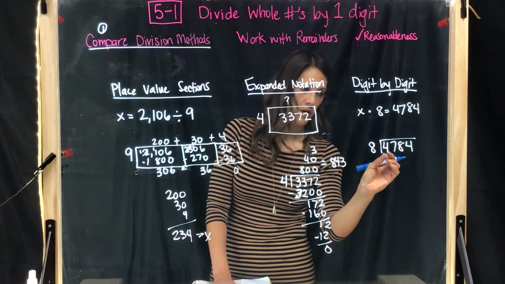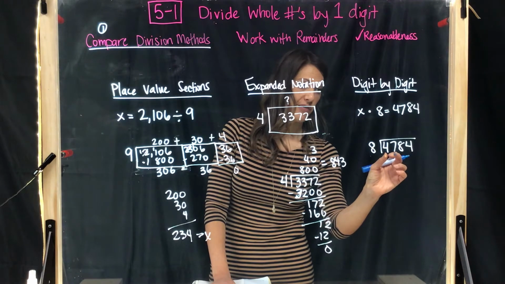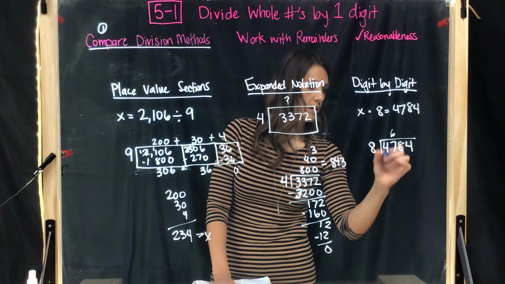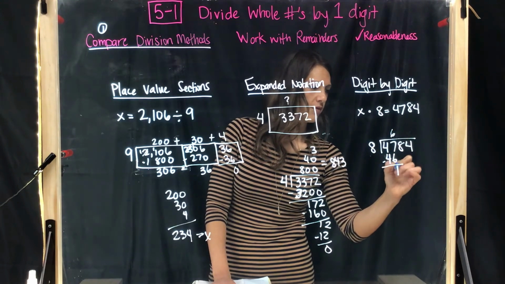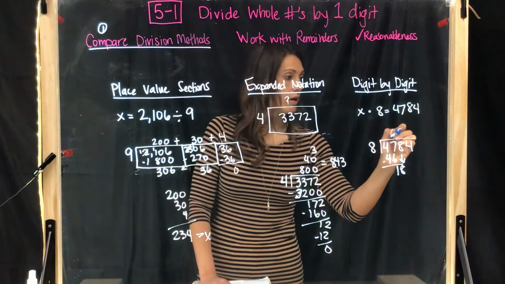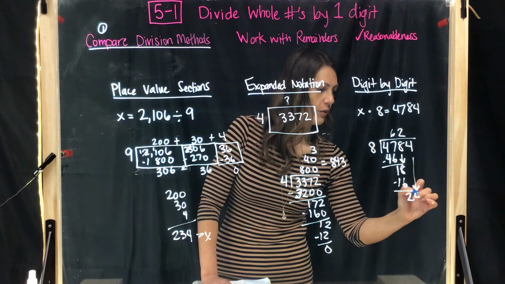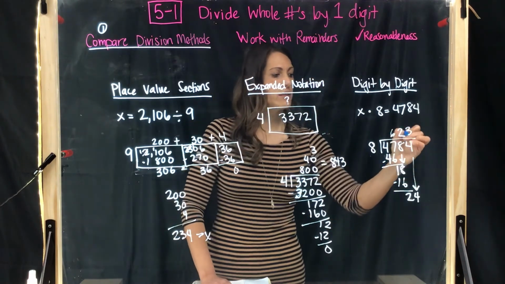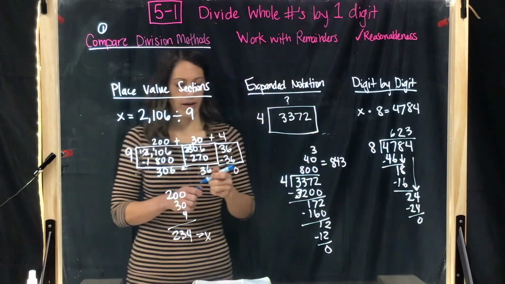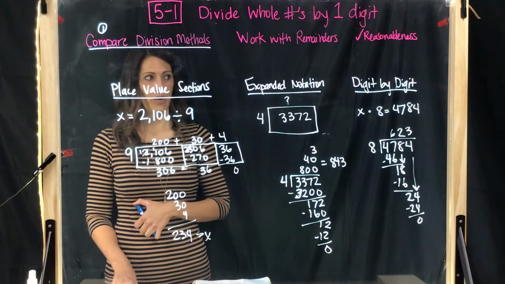So I'm going to go digit by digit. 8 goes into 4? No. 8 goes into 47? Yes. 8 times 5 is 40. 8 times 6 is 46. Got 1 left over, and I bring down my 8. 8 goes into 18 twice. 8 times 2 is 16. I've got 2 left over, bring down my 4, and 8 goes into 24 3 times. Nice and even. So 623 would be the answer for number 3 on page 164 in your fact cheetah.